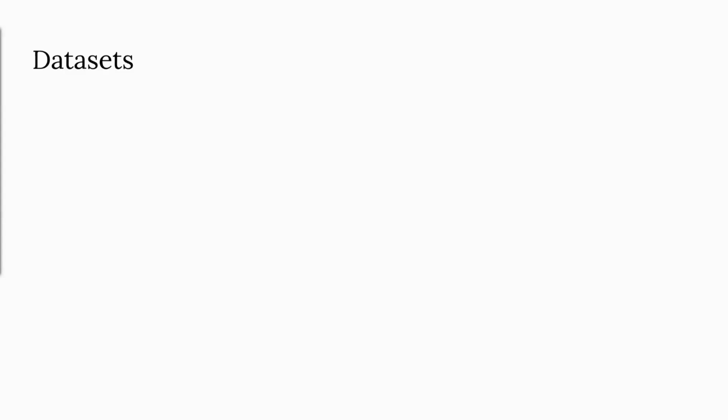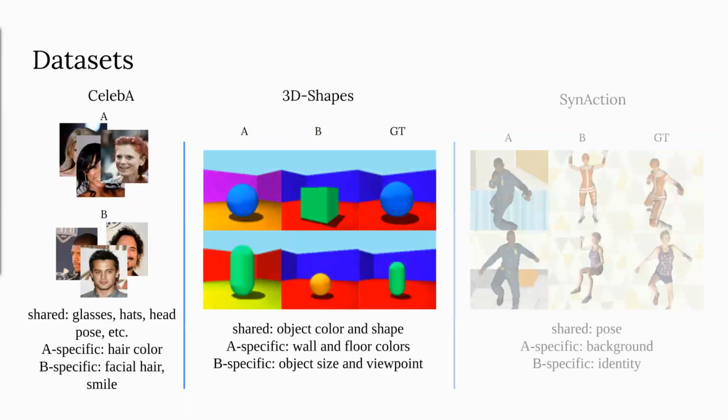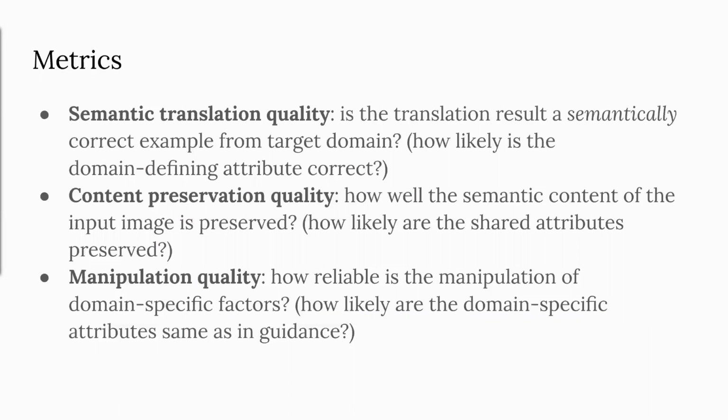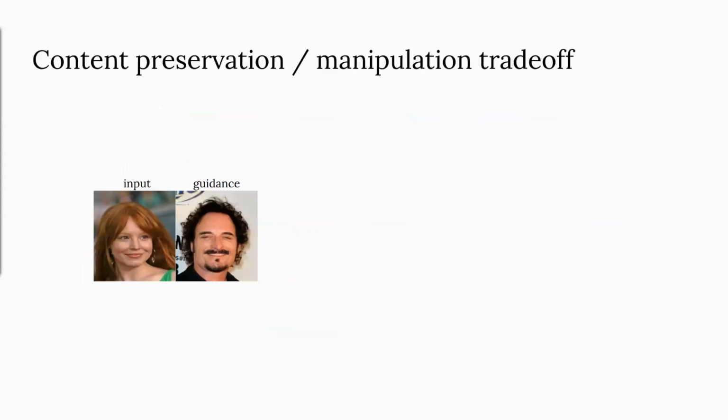This way, we constructed three datasets: the CelebA male and female dataset, the 3D shapes dataset, and the Synaction dataset. We also developed a set of metrics measuring the semantic translation quality, content preservation quality, and domain-specific manipulation quality. We report the quantitative evaluation results in our paper. Here we summarize the key insights of our experiments.